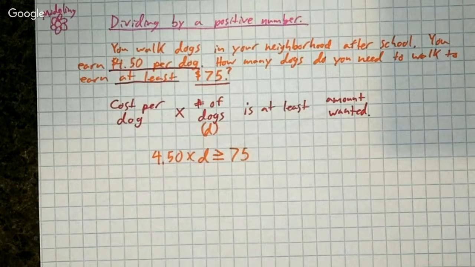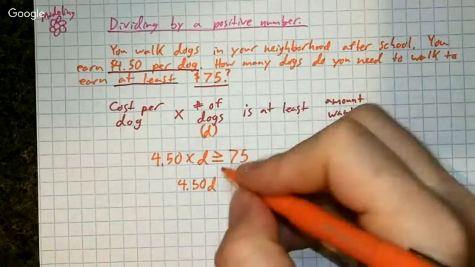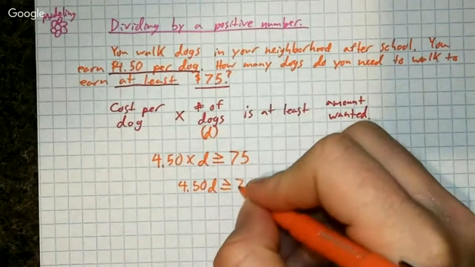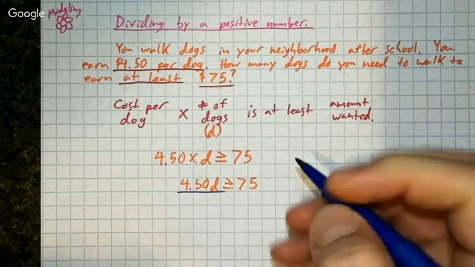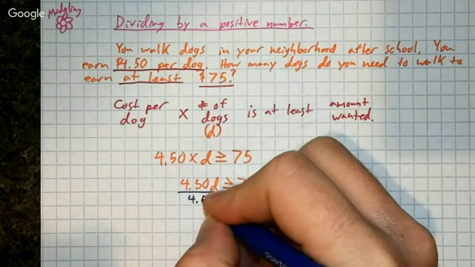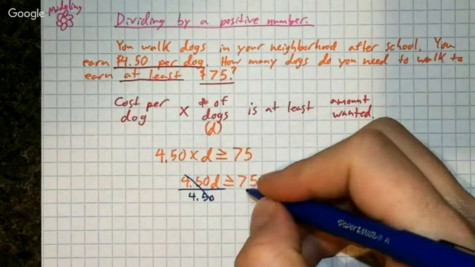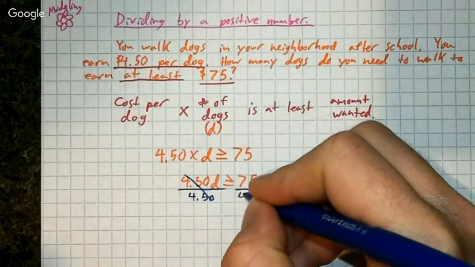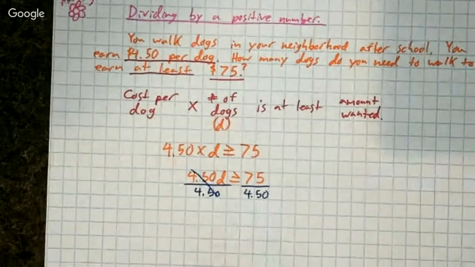Now I'm going to write it out again. 4.50D, take that multiplication sign out, is greater than or equal to 75. Now we need to divide. We need to get that variable alone. So we're going to divide by 4.50. Obviously, the 4.50s will cross out and we'll be left just with D. But we also need to divide 75 by 4.50. Off the top of my head, I don't know what that is. There are a few ways you can do that. You can estimate it.